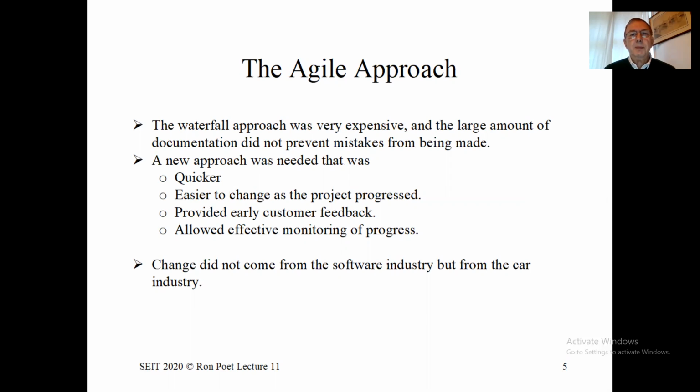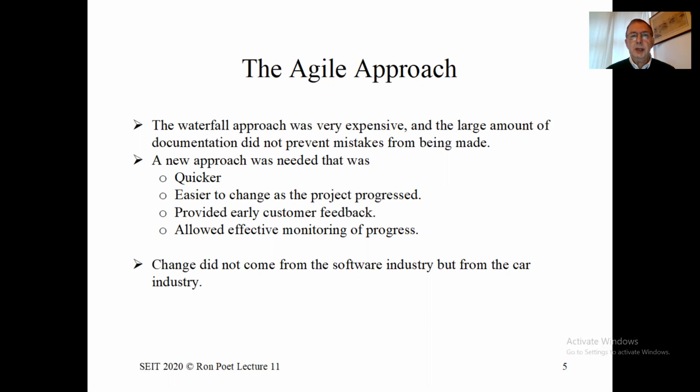Right, so a new approach was needed. The new approach had to be quicker, easier to change, so it had to manage change properly. It had to provide early customer feedback so that the customer knew what they were getting into. And so if they wanted to change their mind, it's a lot cheaper to do that earlier rather than later. And allowed effective monitoring of progress so that projects don't seem to be going fine until rather too late to change them when big problems arise.